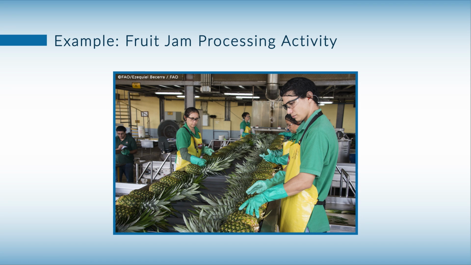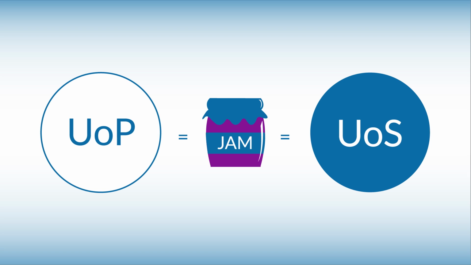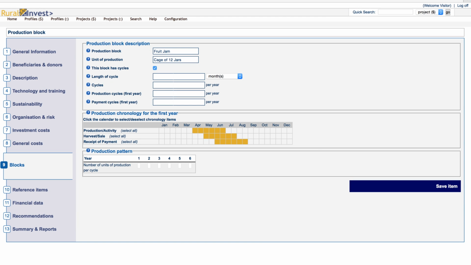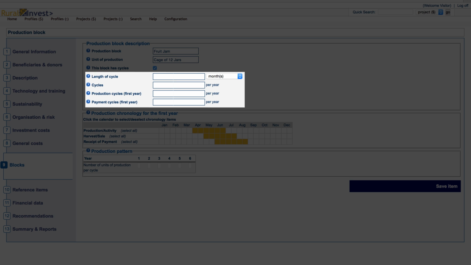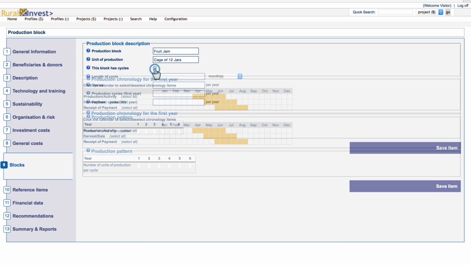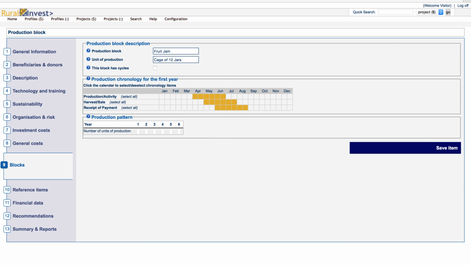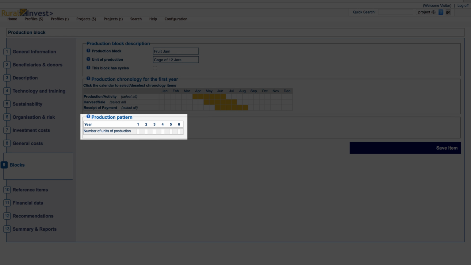Finally, let's picture a fruit jam processing activity. For processing activities, the unit of production is often equal to the unit of sale. In this case, both are a jar of jam. Note that it is not necessary to specify the cycle in this case. This can simply be assumed to be 1 year. For this reason, we can deactivate in the software the use of cycles. Once that is done, the only information that needs to be entered in the software is the number of jars of jam that are expected to be produced in 1 year.